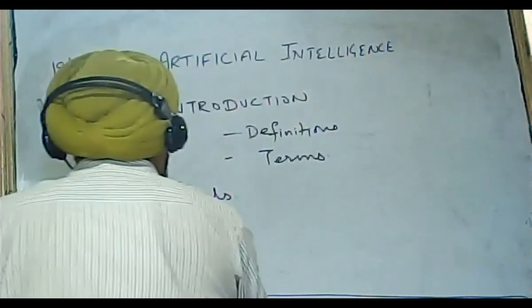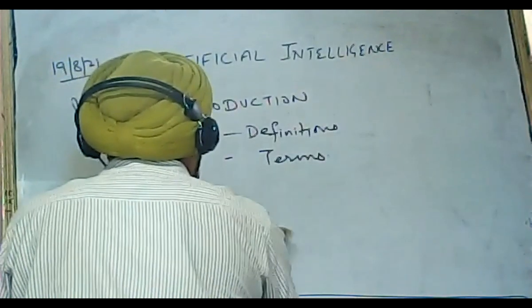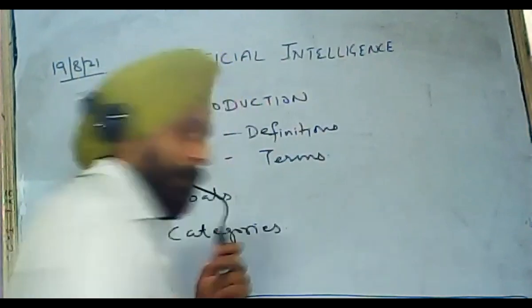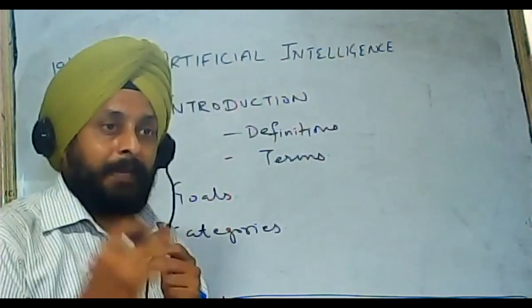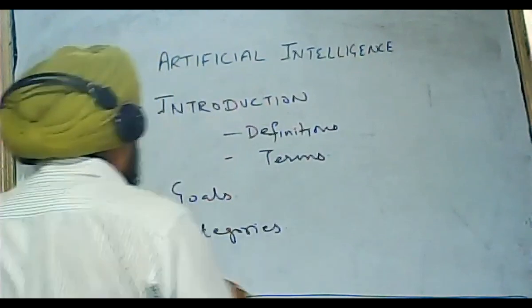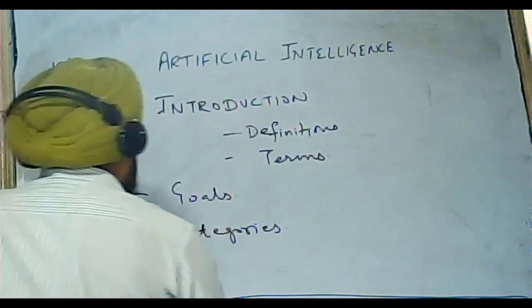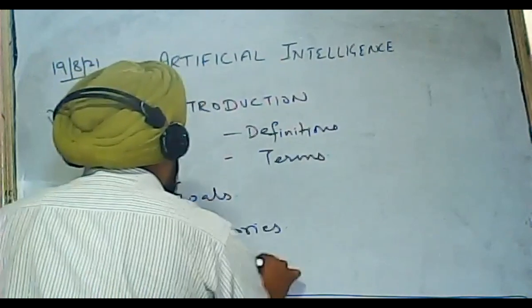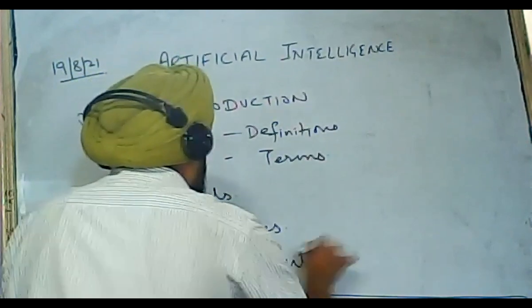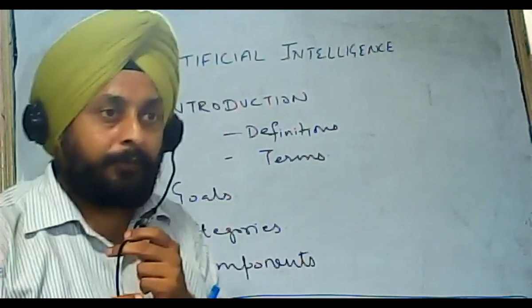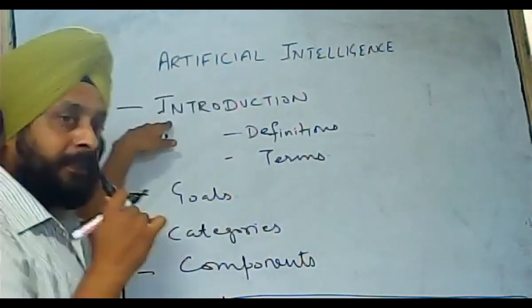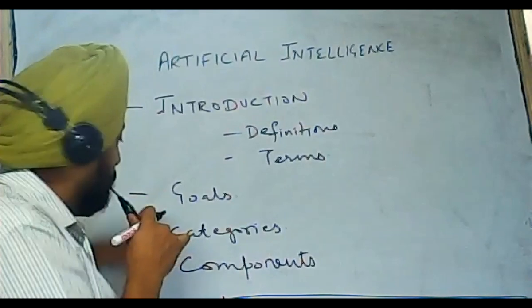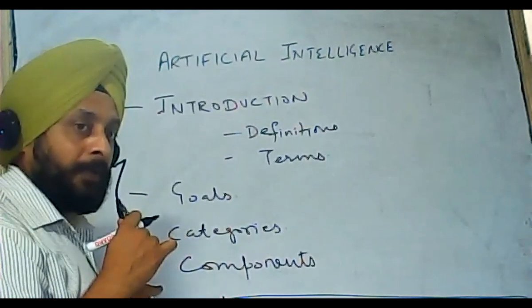Then we will see the categories. What are the different categories of the AI machine that can be built? Then we will look at the components, that is the components of AI. So we'll start with the introduction, then we will move to the goals, categories, components.